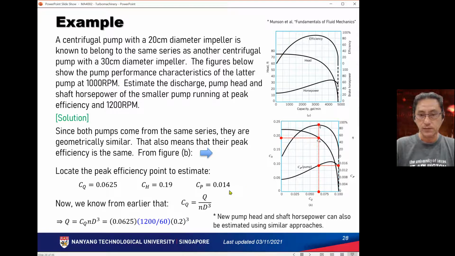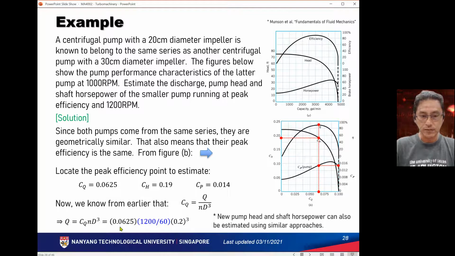At the end of the day, the approaches will be quite similar, except that the definitions of the coefficients may be quite different. I'm just using CQ as an example for us to find out the absolute discharge based on the values gotten. We know CQ's value is 0.0625. That sorts things out for us on the left-hand side, but we are interested in finding out Q. So we move the denominator N D^3 to the left-hand side, shuffle the terms around, and we get Q equals CQ times N D^3.